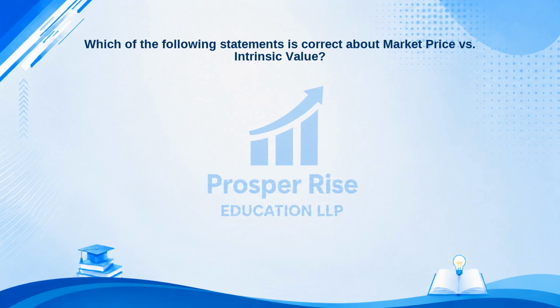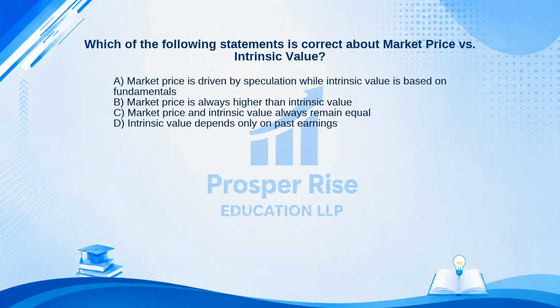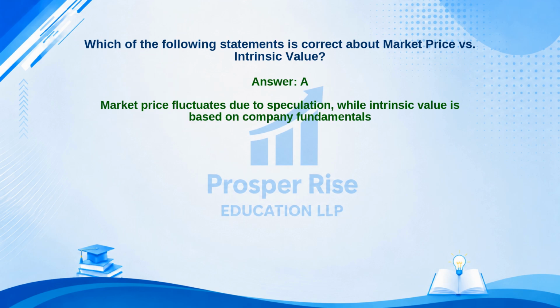Let's tackle this exam question. Which of the following statements is correct about market price versus intrinsic value? Here are your options. A. Market price is driven by speculation, while intrinsic value is based on fundamentals. B. Market price is always higher than intrinsic value. C. Market price and intrinsic value always remain equal. Or D. Intrinsic value depends only on past earnings. Take a moment to pause the video and decide. The correct answer is option A. Let's see why. Market price fluctuates due to speculation, while intrinsic value is based on company fundamentals.